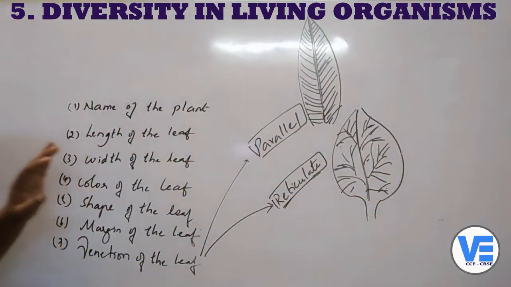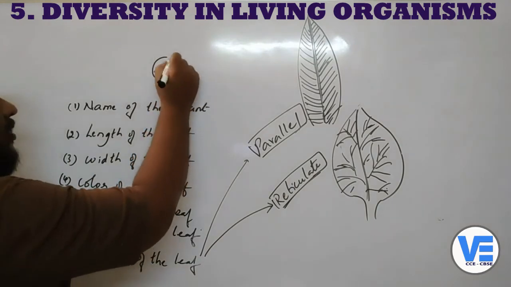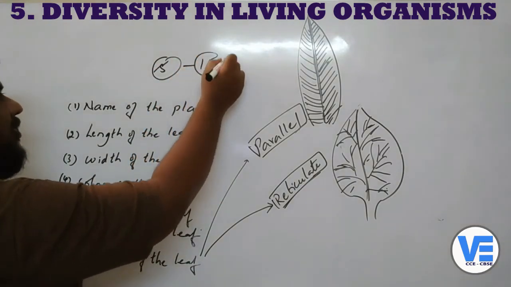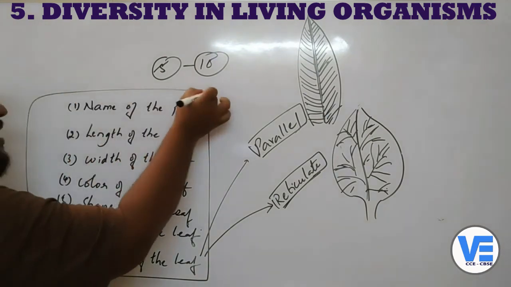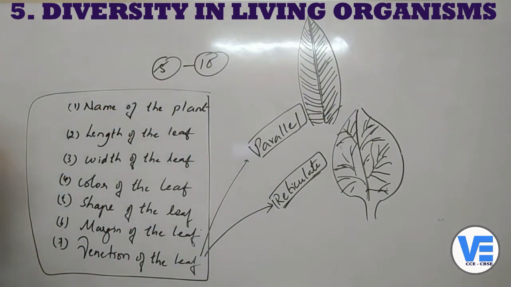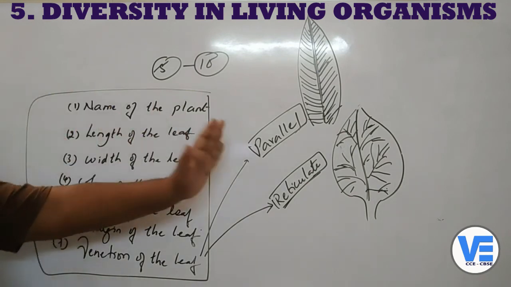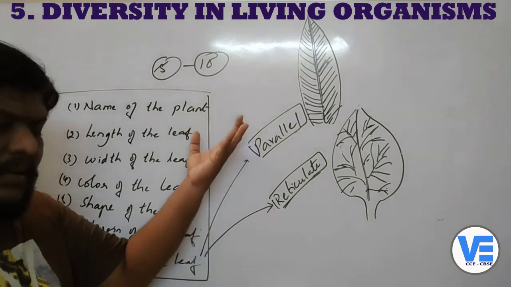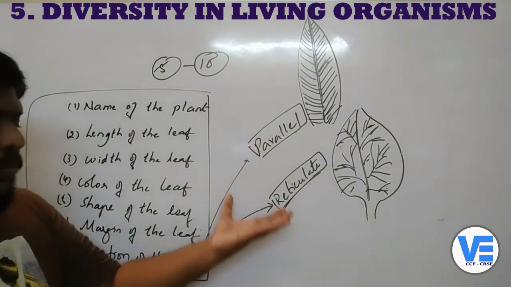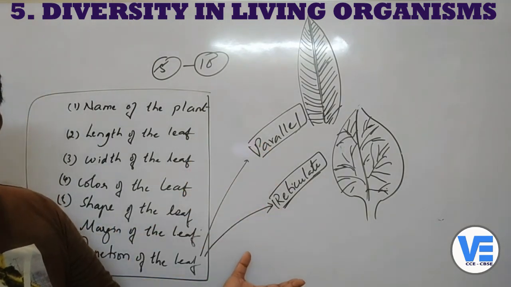Even if you take 5 to 10 leaves and check all these features, you can see the diversity in the plants, how diverse they are, how different they are, what kind of varieties are there in the leaves itself. If there are varieties in the leaf, that means there are varieties in the plants, isn't it? That is what shows the diversity in the plants.